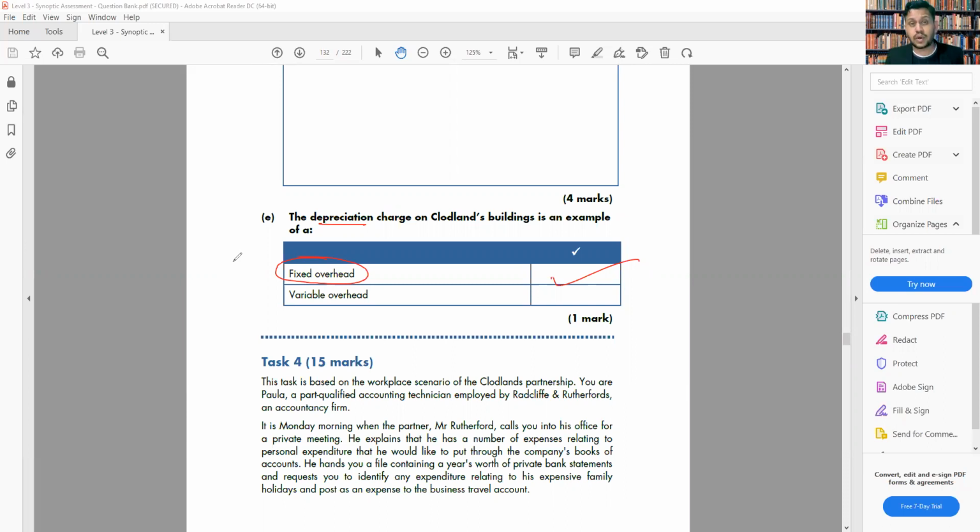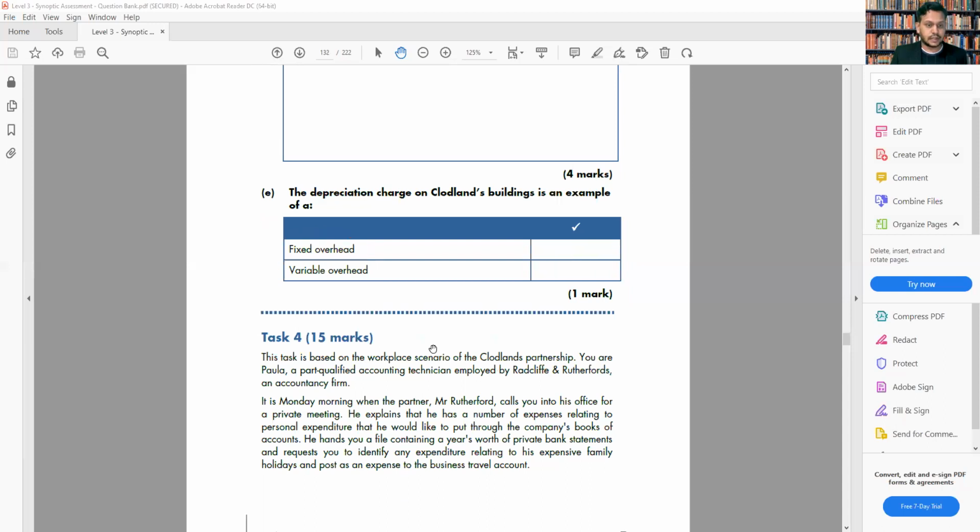And if the question asks you what concept tells us to match depreciation against the asset, we say accrual concept. Based on the accrual concept, we use the depreciation, and depreciation is a non-cash item. Because of the depreciation, there is no actual movement of cash from the business bank. Remember that. All right, I think so. That's it for question number 3.